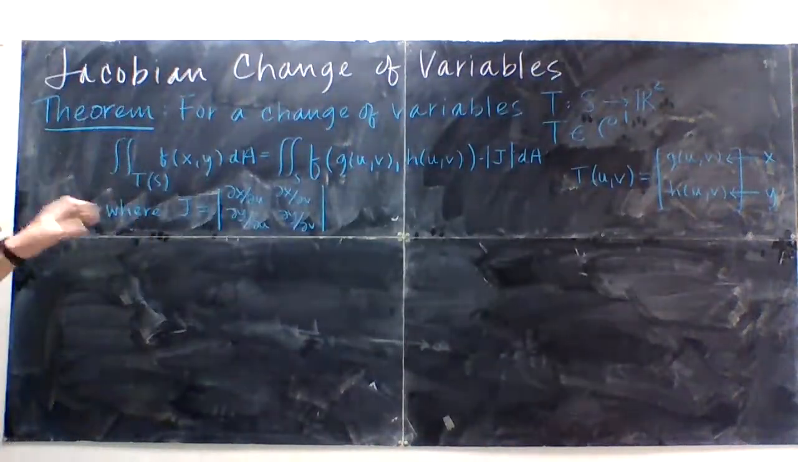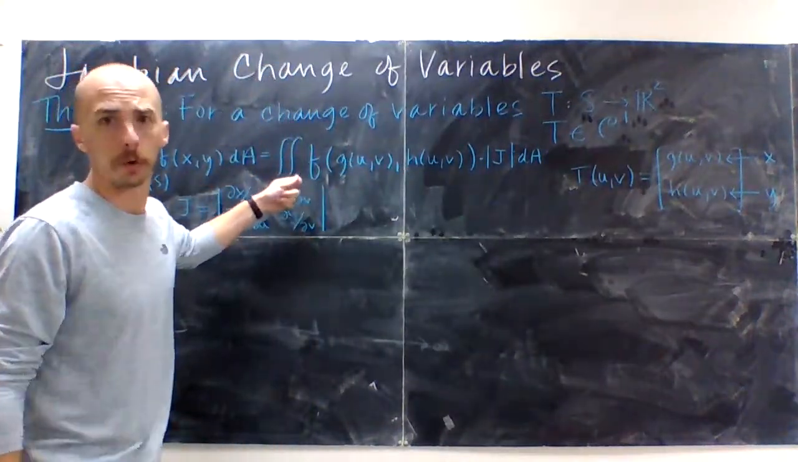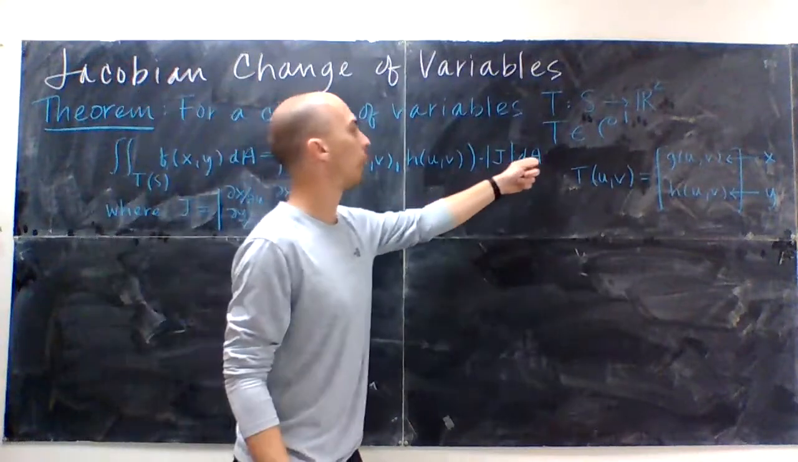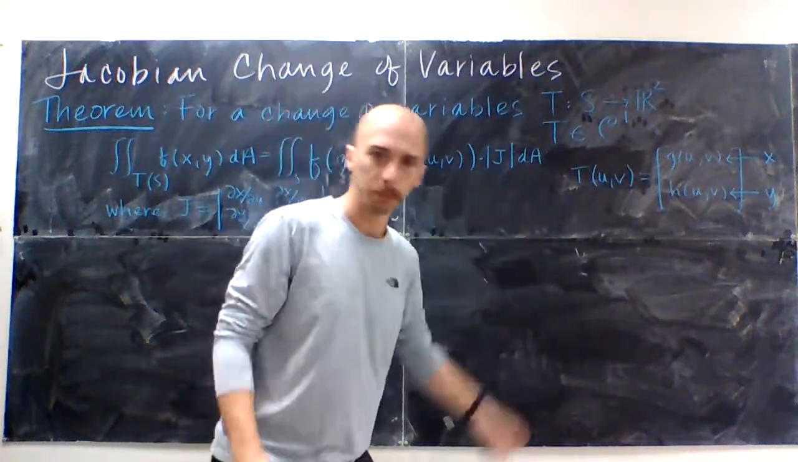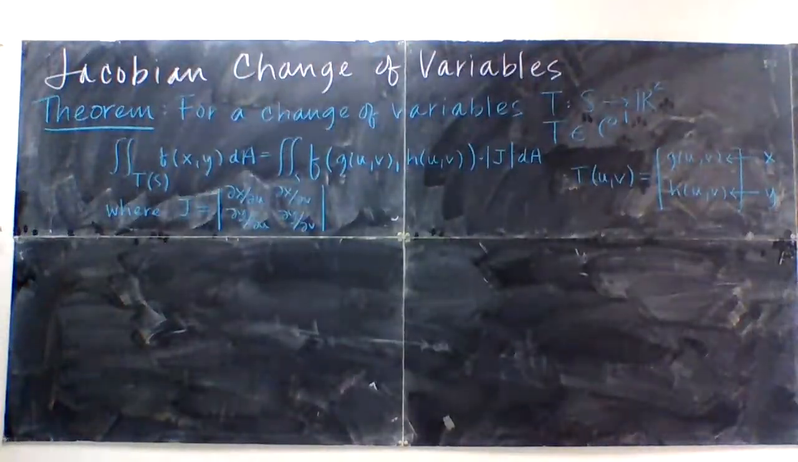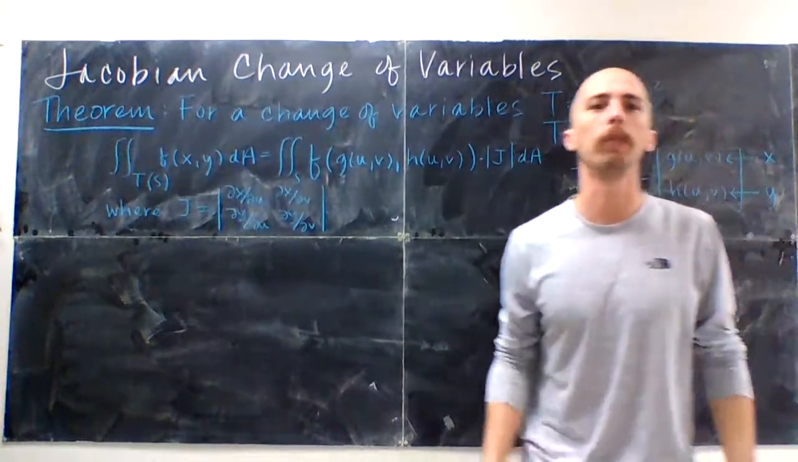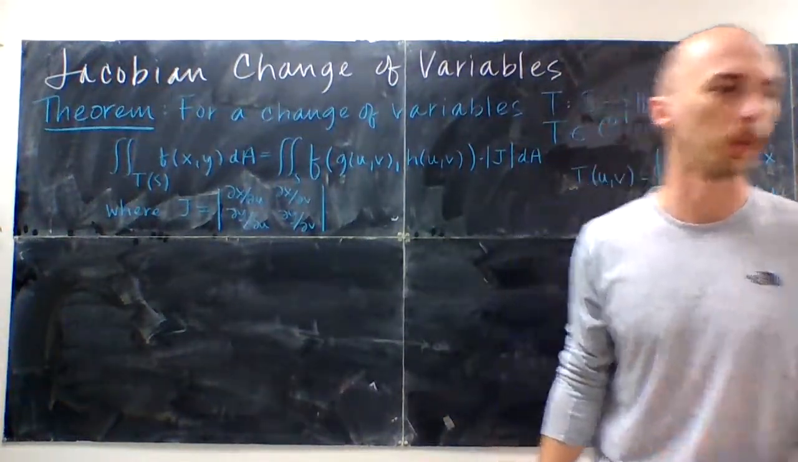Okay. What we do is we're just going to change variables, change our region according to that change of variables, and then we're going to have to adjust dA by some sort of factor. Okay? And I'm going to prove this to you, but first I'm going to go back to AP Calculus and remind you of something and show you that what we're doing here is actually going to be the exact same as what we did all along.